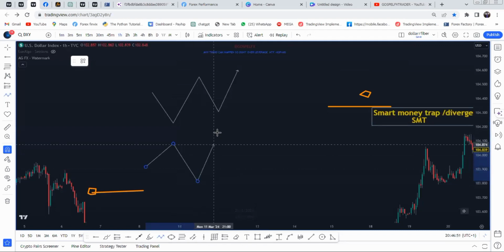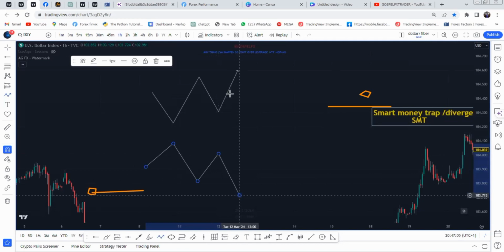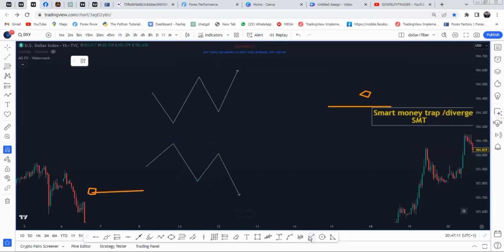Now the moment euro is going high to create a high, the dollar comes down to create a low. Now when euro comes back down to create a higher low, dollar here should be creating what? A lower high, okay, not a higher high. It should create a lower low, while euro USD creates a higher one. Now this is how correlated assets move. This is how correlated assets move.